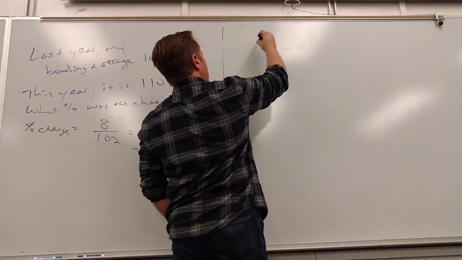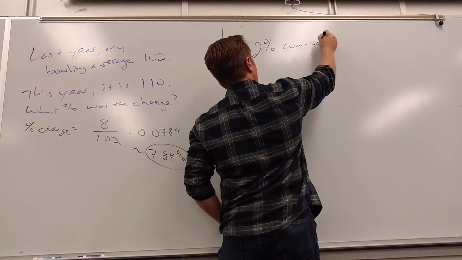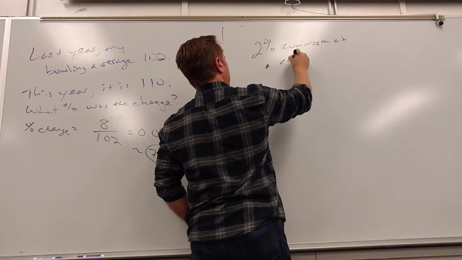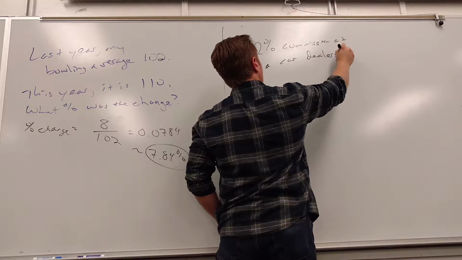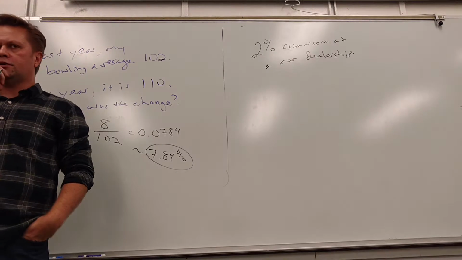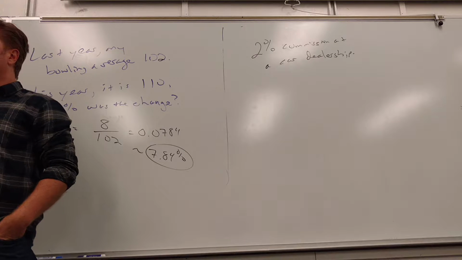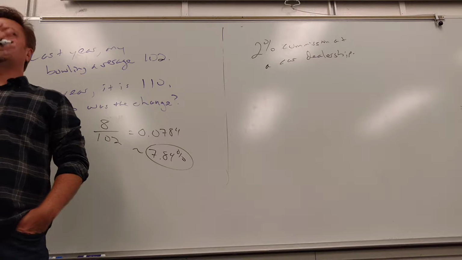So let's say I got 2% commission. At a car dealership. That means I make 2% of the sale price of the car. That's the extra that I get on top of my regular pay. You guys understand? Yeah, car dealerships are huge for this.